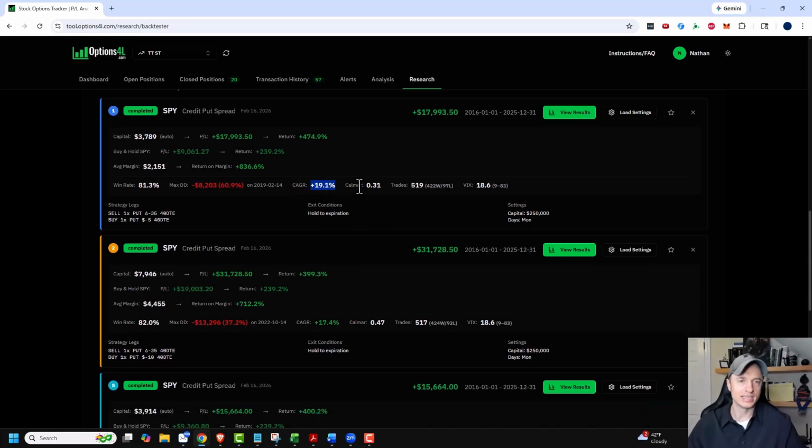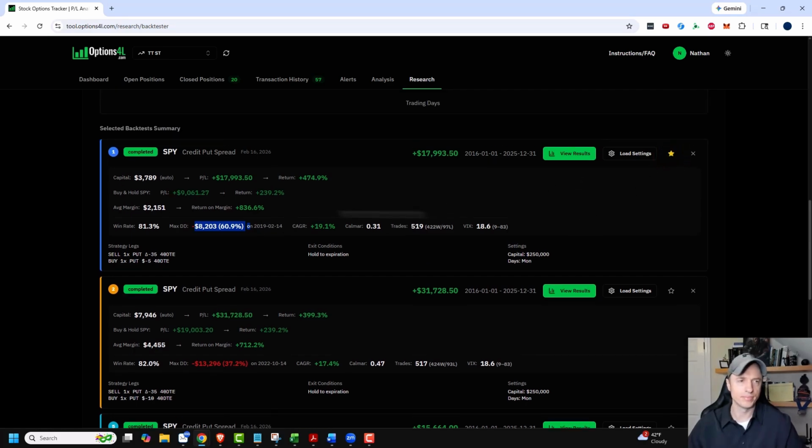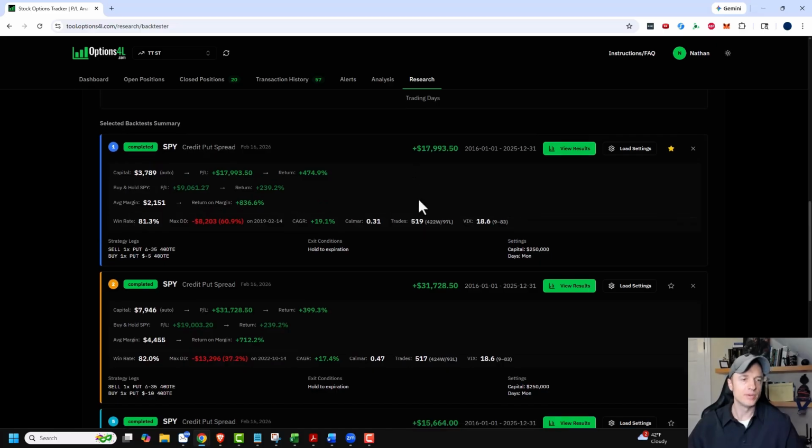Now we can maybe get this Calmar ratio improved by having some different exit conditions or entry filters and so on. So maybe we can reduce our max drawdown or something to that effect. So we'll try and optimize this one. I'm going to go ahead and favorite this one because I want to try and optimize this particular position. And let's go ahead and move on to the next one.